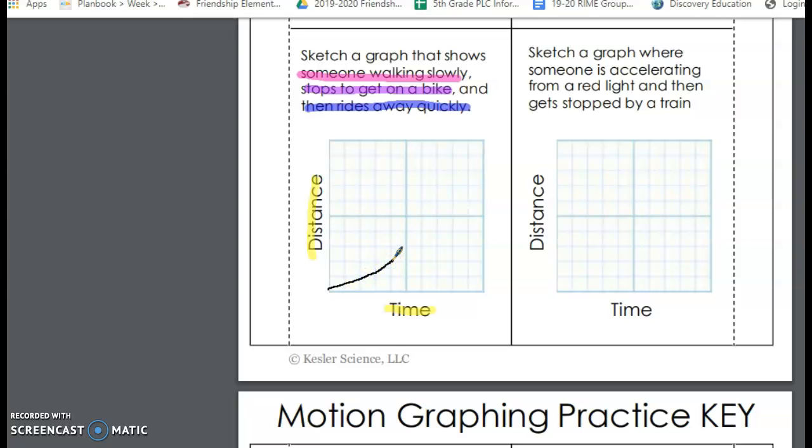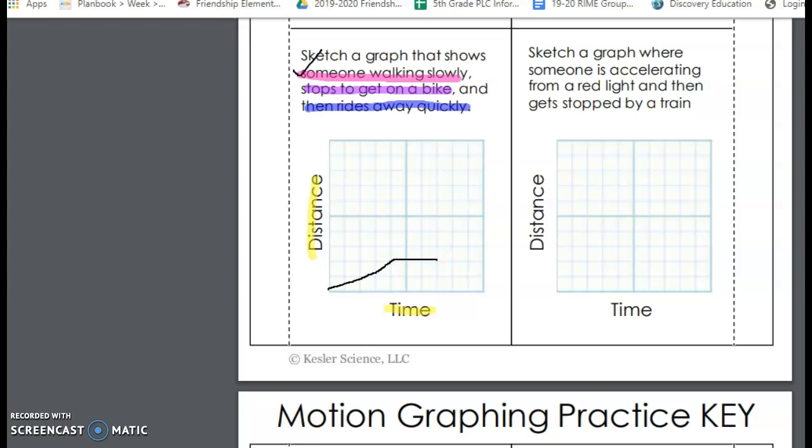Then what do I do next? Bianca, what's the next step? Someone walks slowly. Then, what does it say? Stop to get on a bike. What would that look like on this graph? Stopping. Yep, they're at rest, so they're a straight line.